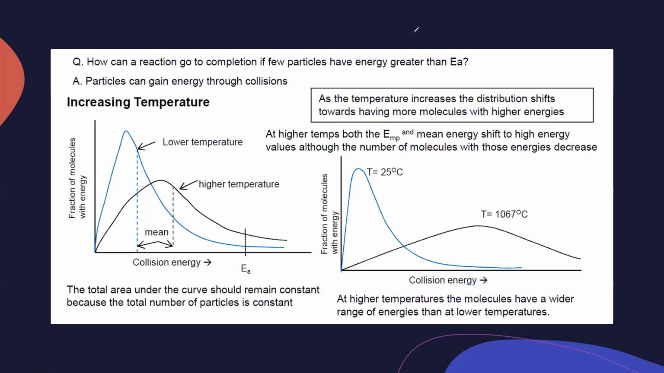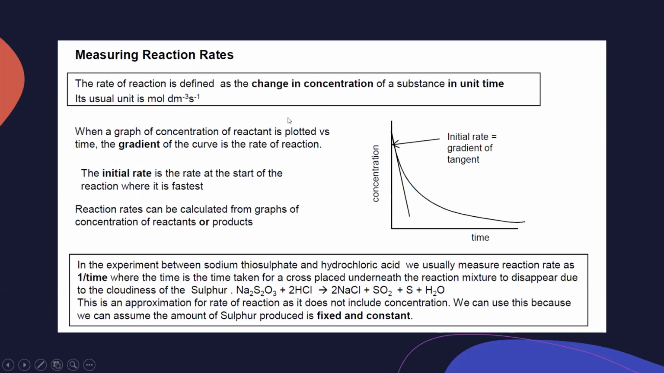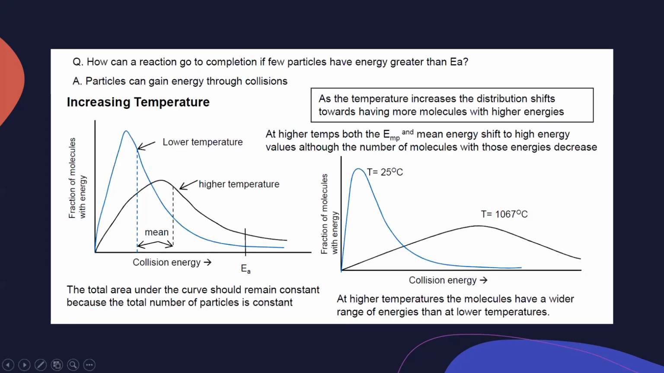So as the temperature increased, the distribution shifted more towards the higher side, and molecules will have higher energy. So both the probable energy and the mean energy shifted towards the higher side, which increases the rate or speed of reaction. Is it clear, this part? Then, only two factors can affect this graph. Number one is the temperature, and number two is the catalyst.